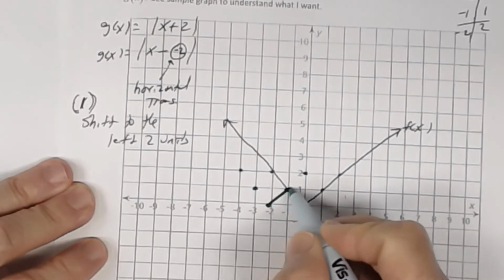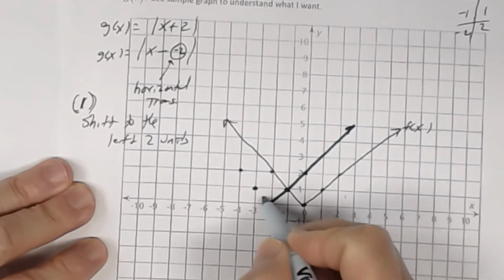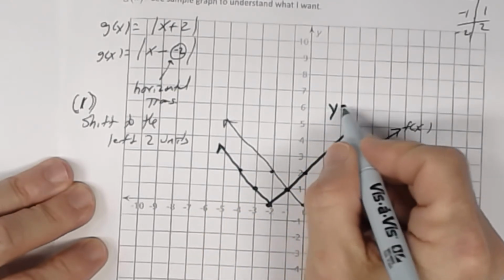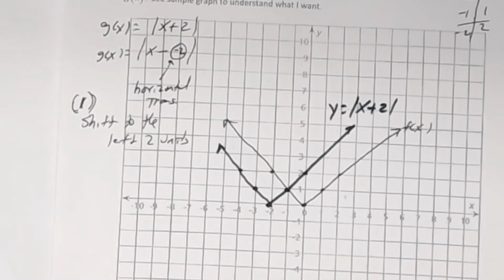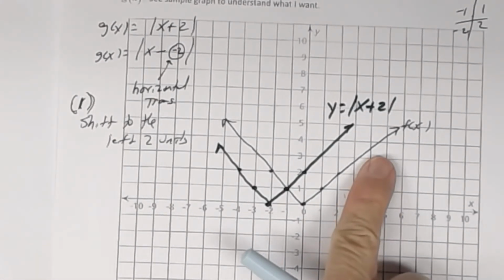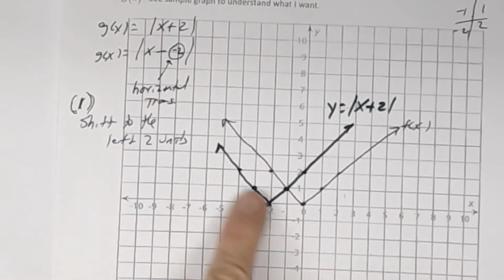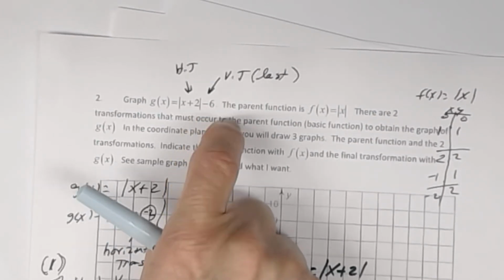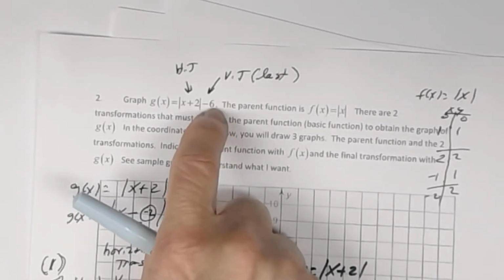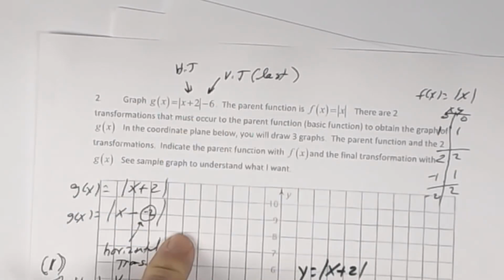And so this right here, just to let you know, this is y equals the absolute value of x plus 2. That's what that is. Okay. Now the last thing I'm going to do, so there's my parent function, there's my first transformation, and then my next one is going to be the vertical transformation, the vertical translation, that's always the easiest to do. You're subtracting 6, that means you go down 6.